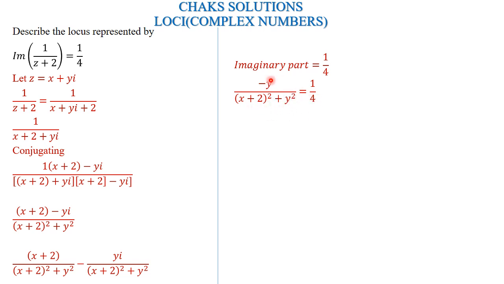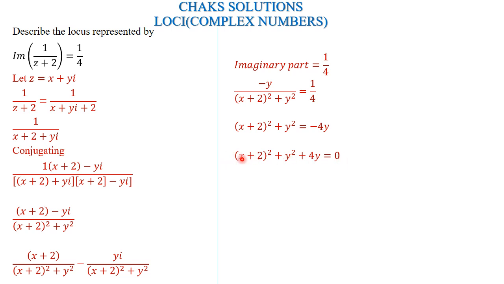You can cross multiply here such that we can simplify. So we are going to have (x + 2) squared plus y squared is equal to minus 4y. Now we can take the 4y to the other side. So we have (x + 2) squared plus y squared plus 4y is equal to 0.